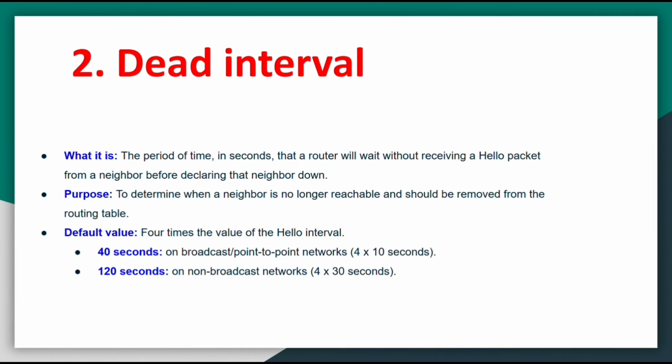Now, second is the dead interval. What it is: the period of time in seconds that a router will wait without receiving a hello packet from a neighbor before declaring that neighbor down. Purpose: to determine when a neighbor is no longer reachable and should be removed from the routing table. Default value: 4 times the value of the hello interval. That is 40 seconds on broadcast and point-to-point networks, 4 by 10 seconds, and 120 seconds on non-broadcast networks, 4 by 30 seconds.